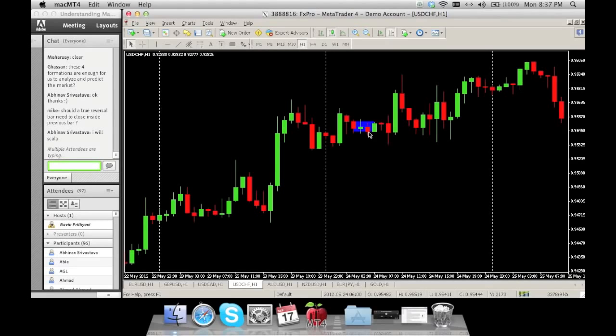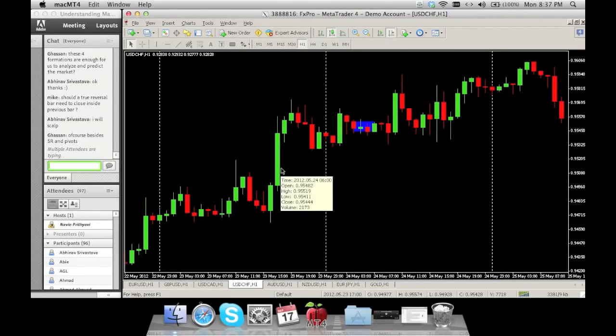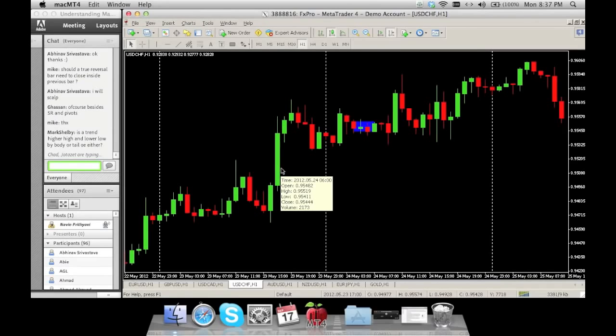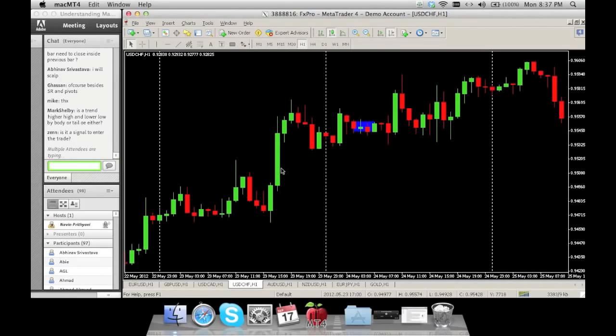Okay, Mike, should a true reversal bar need to close inside the previous bar? For exhaustion candle, yes, that is correct. Abhinav, try to avoid scalping, but if you have not done much of it, then go for it, do it, get it out of your system. But if you can avoid it, avoid it. Mark, is a trend higher high and lower low by body or tail or either? By tail, Mark.